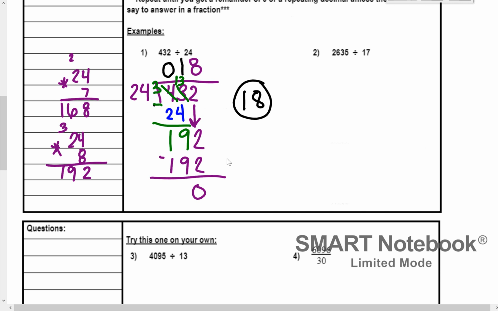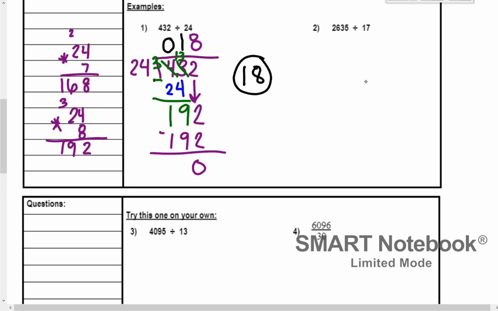Okay, let's do a couple more examples together. Number 2. Inside the little house, and notice how I'm dropping this down from where the problem is, because if I wrote it up here, I wouldn't be able to write in my answer up here, okay, because the problem's right there. So notice how I'm dropping down the division sign, so it gives me plenty of room to write my answer up here without overlapping other work.